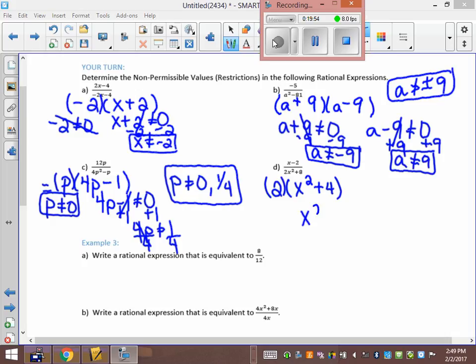So x squared plus 4 can't equal 0. Subtract the 4 over. So x squared can't equal negative 4. And then I square root it. Can I square root a negative number? No. The moment you have that, no NPVs.